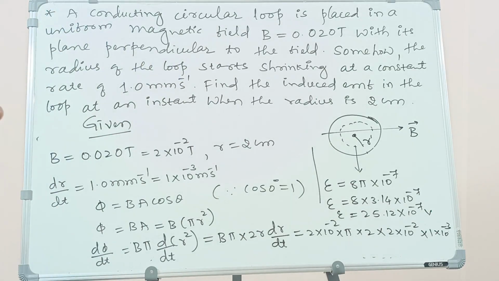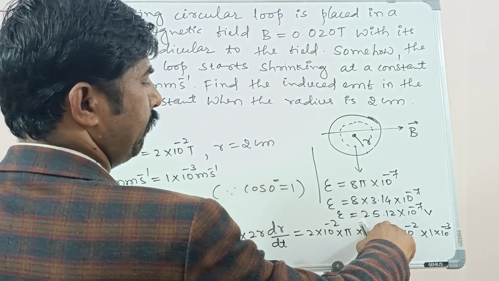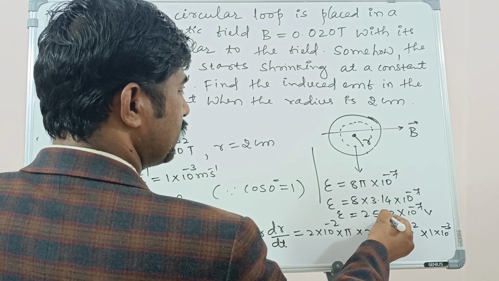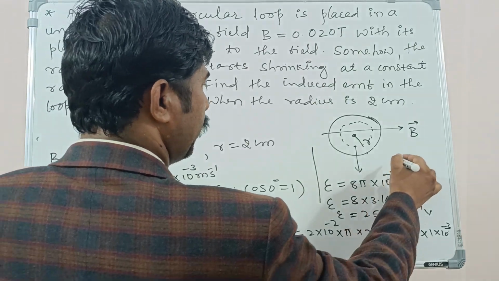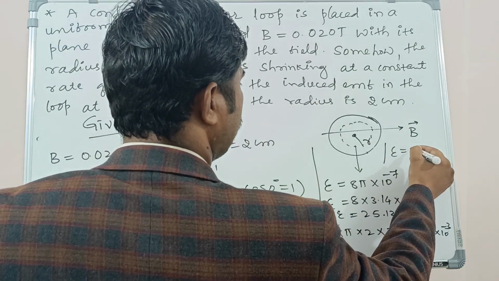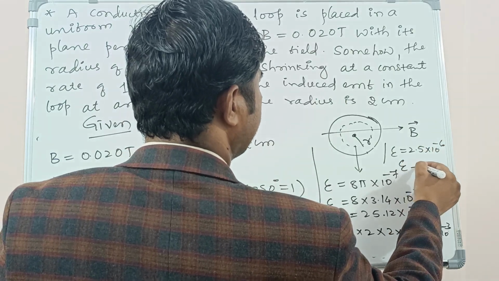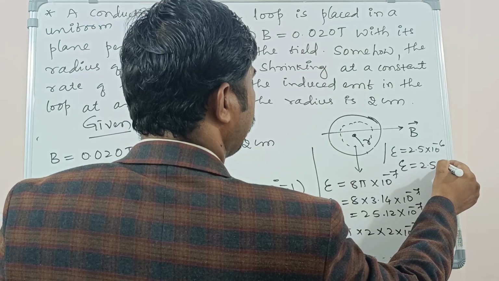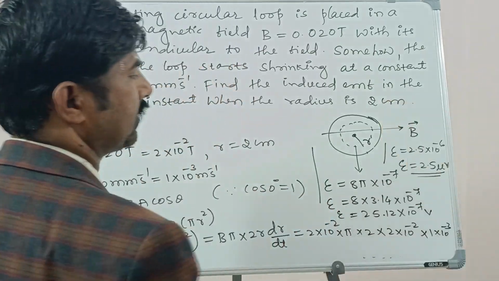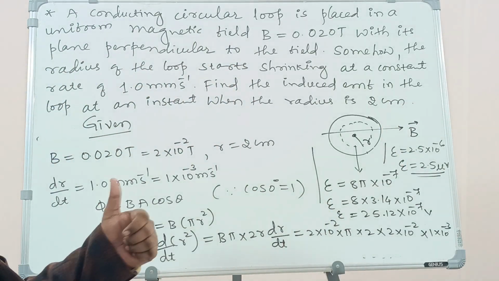We can also write this in terms of microvolt. If you shift the decimal point, we can write this EMF E is equal to 2.5 into 10 power minus 6, or 2.5 microvolt. This is your final answer, in microvolt. I hope you understood this.